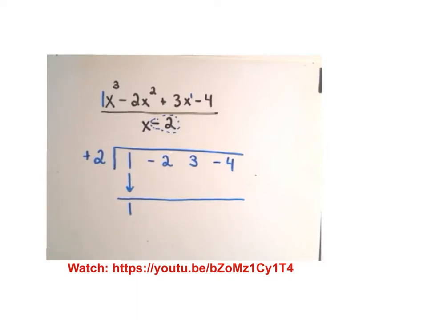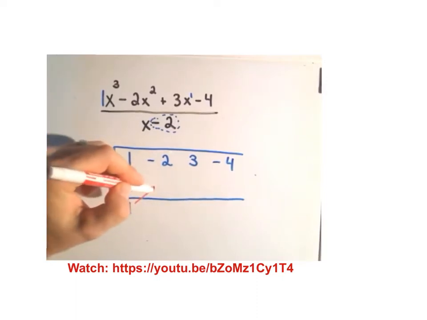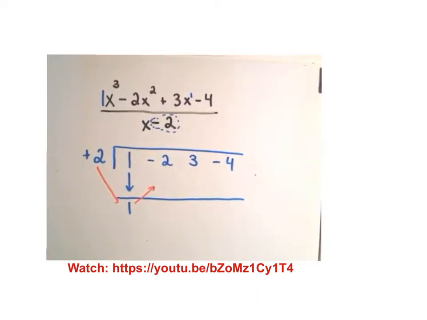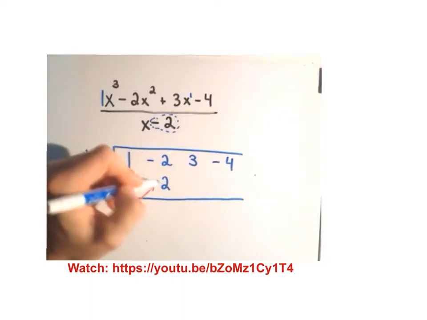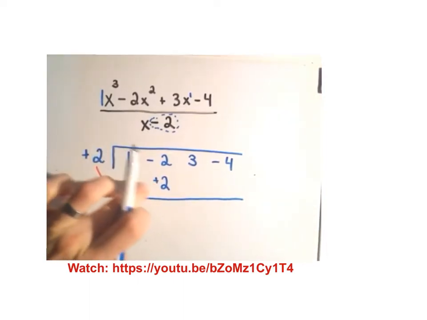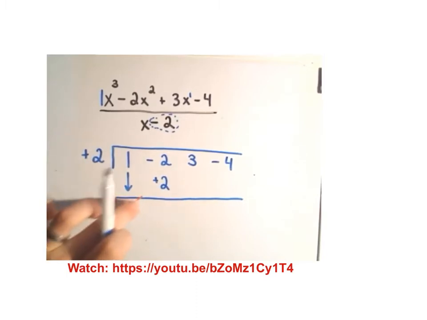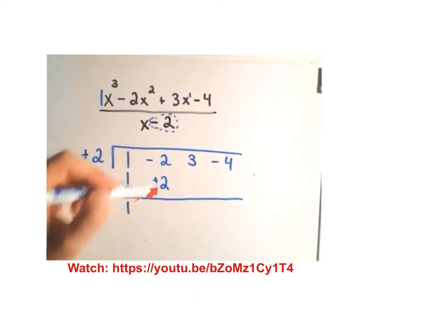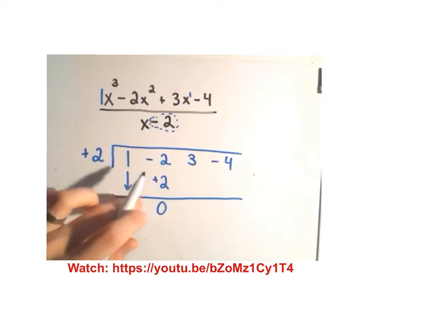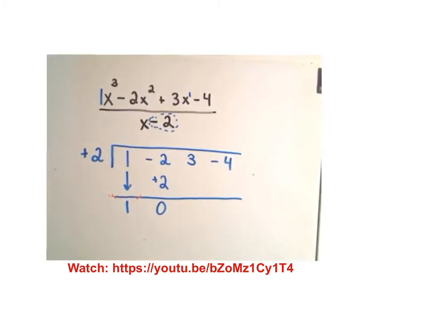So I'm going to take positive 2 times 1, and then stick that number in the next spot, right up there. So it says positive 2 times 1 will give us positive 2. Then what we do is add those numbers together in this column. Negative 2 plus 2 is going to give me 0. Now you do the process all over again.